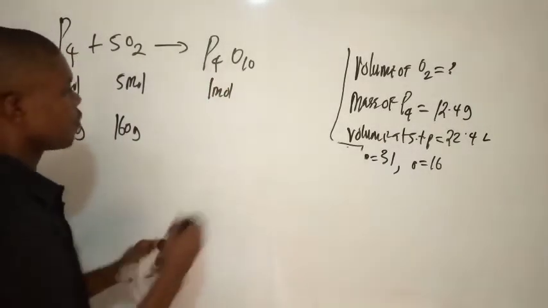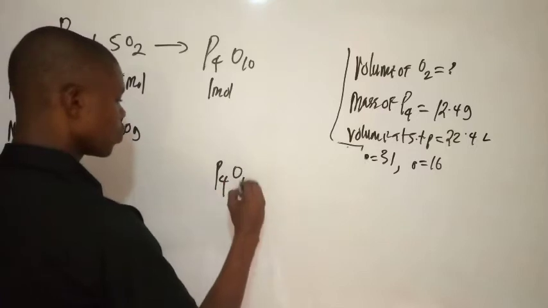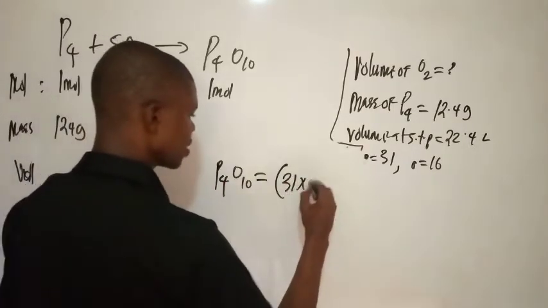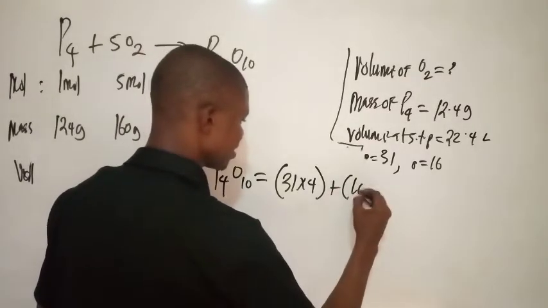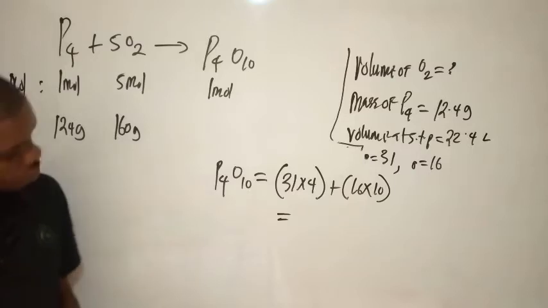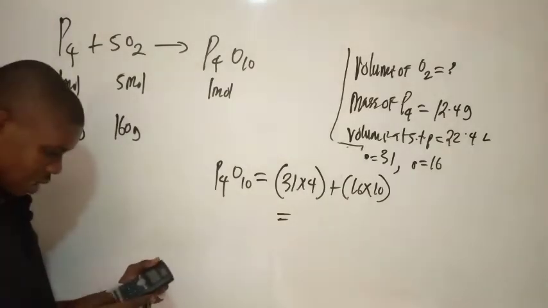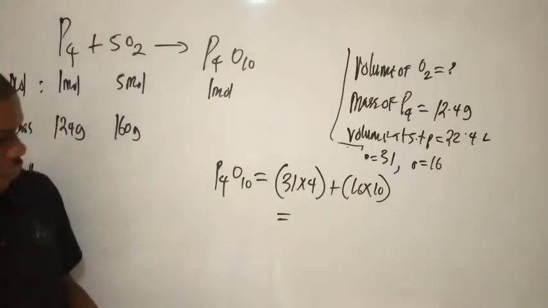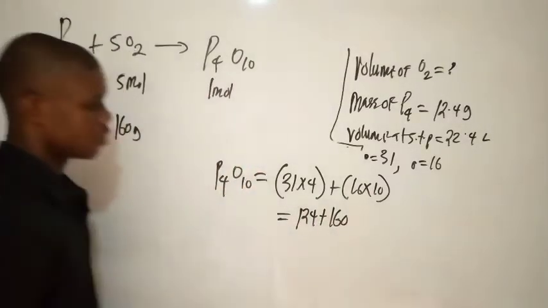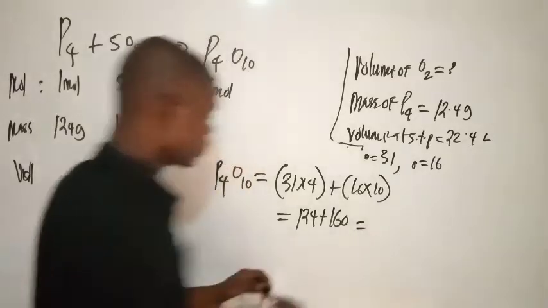Now let's look at P4O10. What are you going to do here? 31 times 4 plus 16 times 10. 31 times 4 is 124, plus 160. So you add them together.